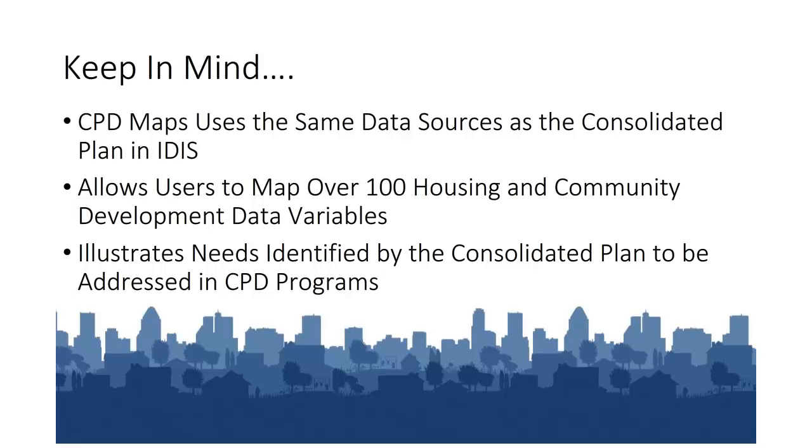CPD Maps uses the same data sources as the Consolidated Plan in IDIS, and allows users to map over 100 housing and community development data variables that illustrate the needs identified in the Consolidated Plan to be addressed by CPD programs. First, let's focus on using CPD Maps to visualize statewide housing needs.